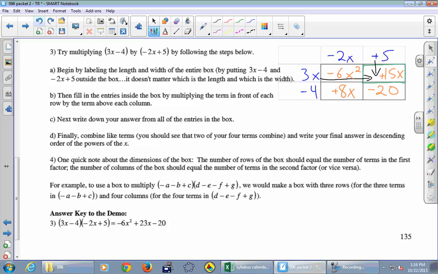And so all we're going to do is rewrite that stuff that's in each of those boxes. So I'll start in the top left. It says negative 6x squared. And then going across the top, I see not just a 15x, but a plus 15x. And so that's why I go out of my way to put pluses, even though you don't have to. You do when it comes to writing down your final answer. That is a plus 15x, bottom row, plus 8x, subtract 20.